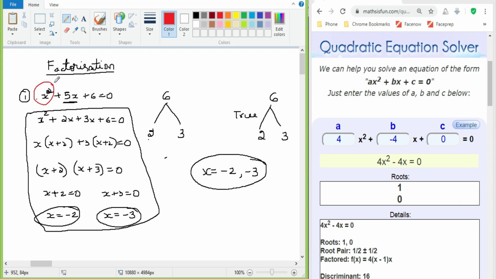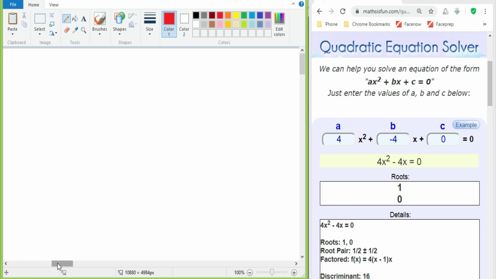So we'll solve two more problems, and after that we'll see what happens when the coefficient of x square is other than 1. So I'll give two more problems, guys. X square, just make a note of it. X square minus 2x minus 3 is equal to 0.